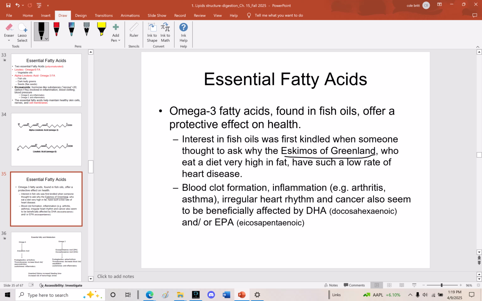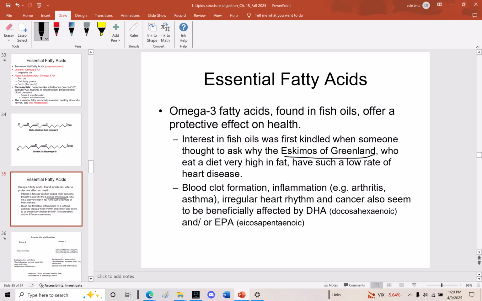They had lower rates of blood clot formation, lower rates of inflammation, including arthritis and asthma. They had lower rates of irregular heart rhythm, lower rates of cancer. So the scientists at the time assumed it must be the DHA, which is a type of omega-3, docosahexaenoic acid, or eicosapentaenoic acid.